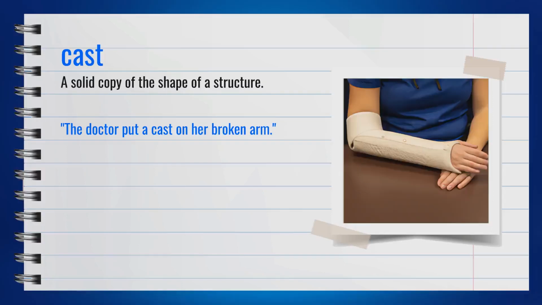The word cast is spelled C-A-S-T, and it's a noun. The pronunciation is cast. It refers to a solid copy of the shape of a structure. For instance, the doctor put a cast on her broken arm. So in summary, cast means a solid copy of the shape of a structure.